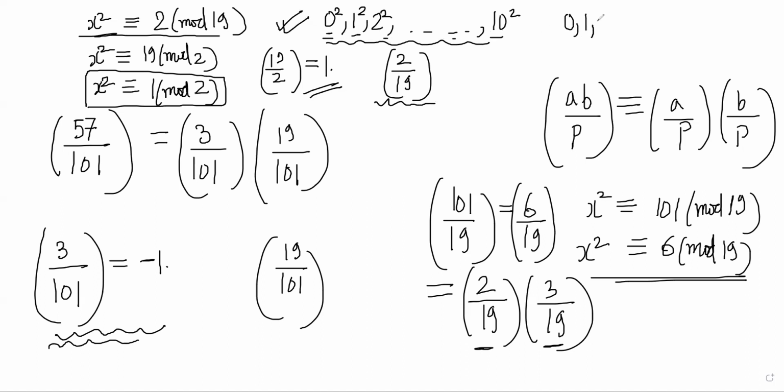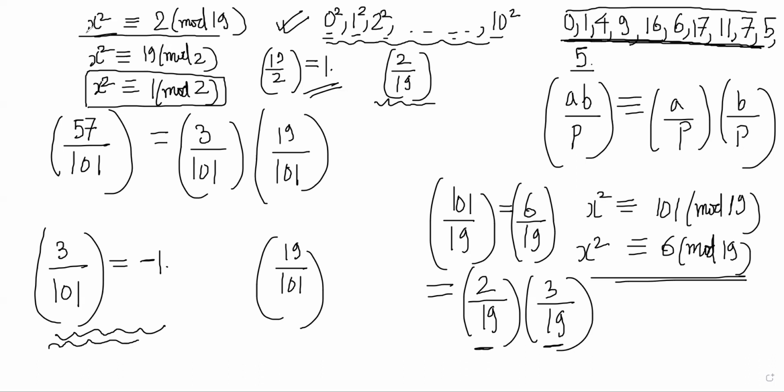So it will be 0, 1, 4, 9, 16, then 25 will become 6, 36 will become -2, which is +17, then 49 will become 11, and 64 will become 7, 81 will become 5, and 100 will become 5 again. So basically you can see I have checked the first 9 squares. After that the squares will keep repeating, and you can see that there is no 2 here. 2 is not a quadratic residue.